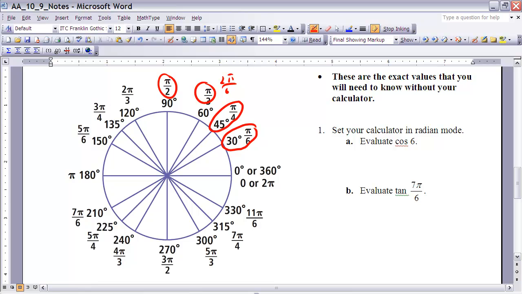If 45 degrees is pi over 4, then if I look at 135 degrees, that's 3 times 45, so I'm going to have 3 pi over 4. If I look at 315 degrees, that's 7 times 45, therefore it would be 7 pi over 4. So the better you know your unit circle, the easier it's going to be to work with things in both degrees and radians, especially when we're dealing with exact values.